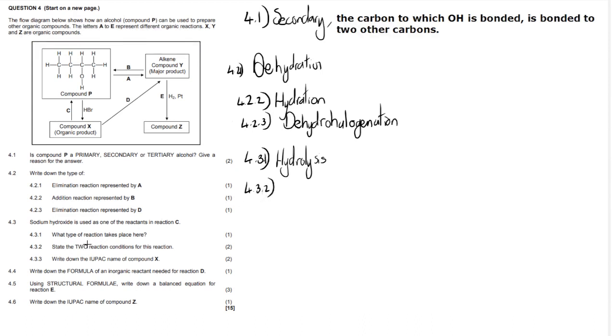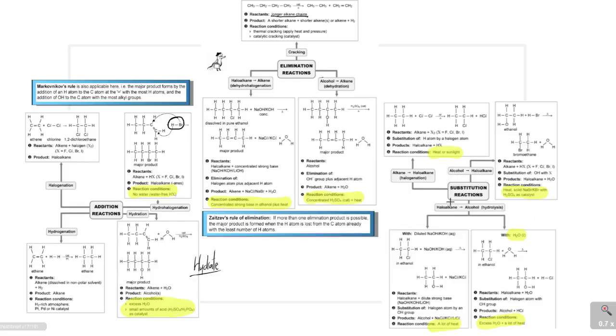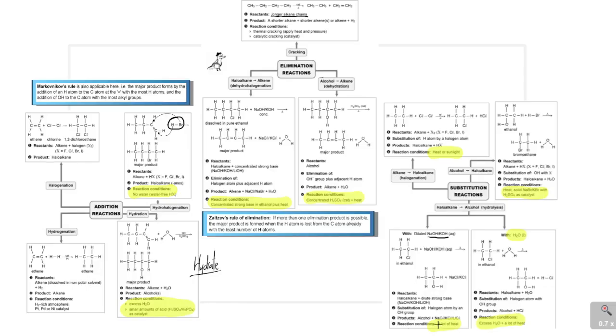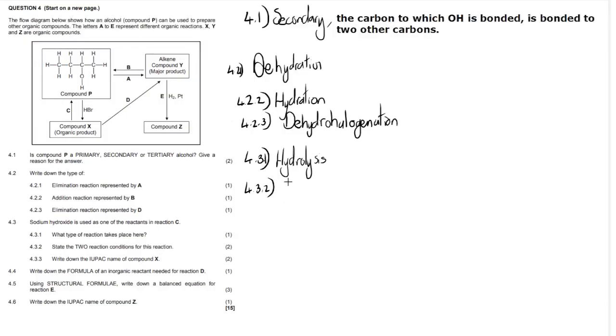4.3.2, state the two reaction conditions for this reaction. Again, we might need to remind ourselves of the reaction conditions for hydrolysis. We've got dilute sodium hydroxide, I believe. Let's have a look at that. Sodium hydroxide, beautiful. The reaction conditions are going to be a lot of heat and some sodium hydroxide. So we've got dilute sodium hydroxide and a lot of heat.